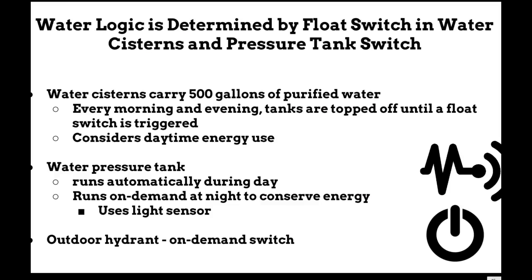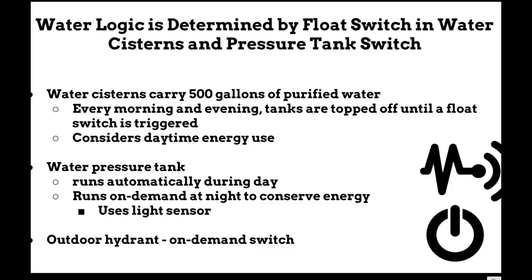Well, water logic is, we have water tanks in our utility room, so the logic is determined by a float switch in the water cisterns and a pressure tank switch. The water cisterns carry 500 gallons of purified water altogether. The logic there is, every morning and evening the tanks are topped off until a float switch is triggered.